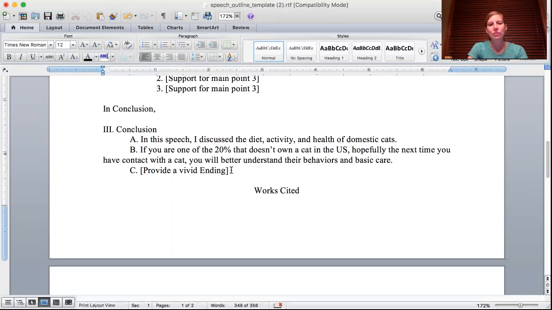And then the vivid ending. The vivid ending and the attention getter are probably always where I end up spending the most time. Because again, the primacy and recency effects. People are going to remember what they hear in the beginning and what they hear in the end. So you really want to put some thought into this. You don't want to just say, hope you liked my speech, thanks. Or the worst one I hear, and I hear this a lot, is, and that's it, thanks. Not very memorable. So think about what we could do here to provide a more vivid ending, something the audience is going to remember.